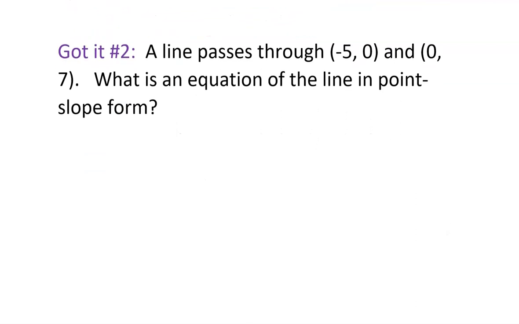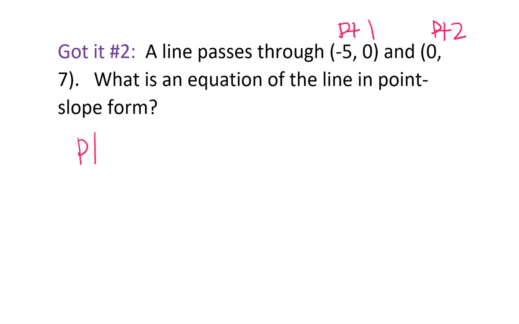Here's a practice question, got it number 2. -5, 0 is point 1. 0, 7 would be point 2. We do not have the slope. So this time I'm going to show you that you do get the same answer regardless of if you use point 1 or point 2. They really don't look the same until you actually solve for slope-intercept form. So there's actually 2 answers for this question in point-slope form, depending on the point you pick.